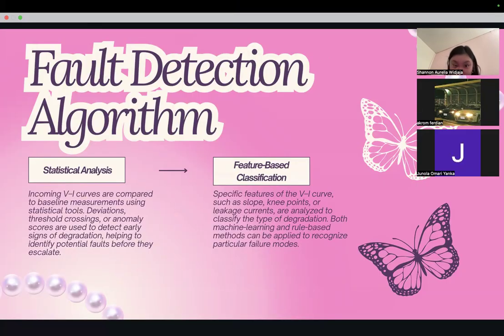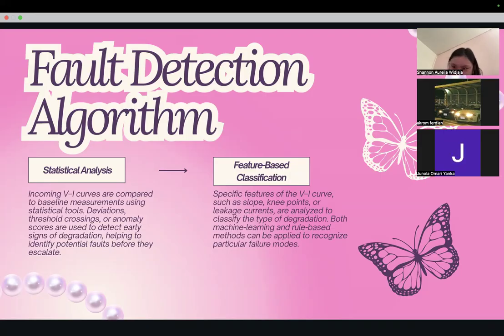Okay, so this is the fault detection algorithm. For the statistical analysis, the incoming VI curves are compared to baseline measurements using statistical tools. Deviations, threshold crossings, or anomaly scores are used to detect early signs of degradation, helping to identify potential faults before they escalate.